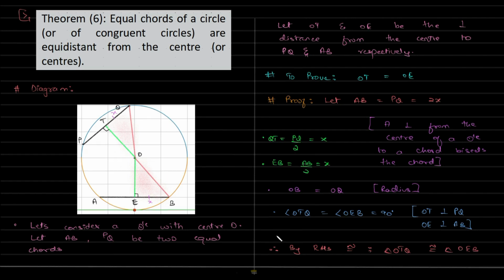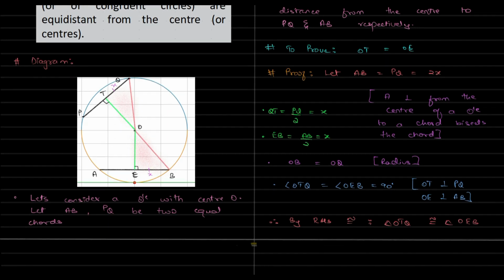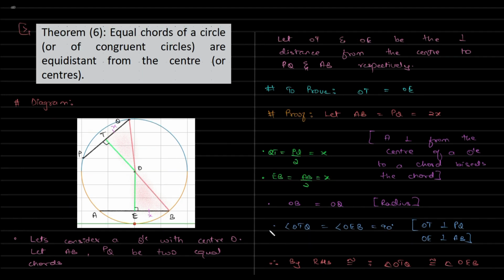Since these two triangles are congruent, therefore OE is equal to OT by CPCT, and we have the proof. Right, so this is your proof. I hope you guys understood the theorem. If you have two chords of equal length, the distance from the center will be equal. That's what we had to prove.